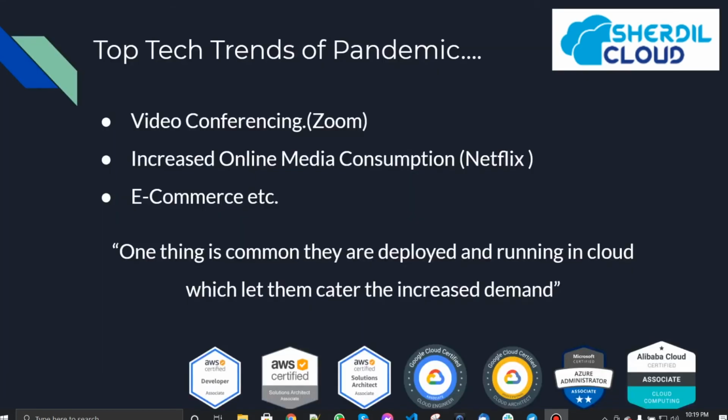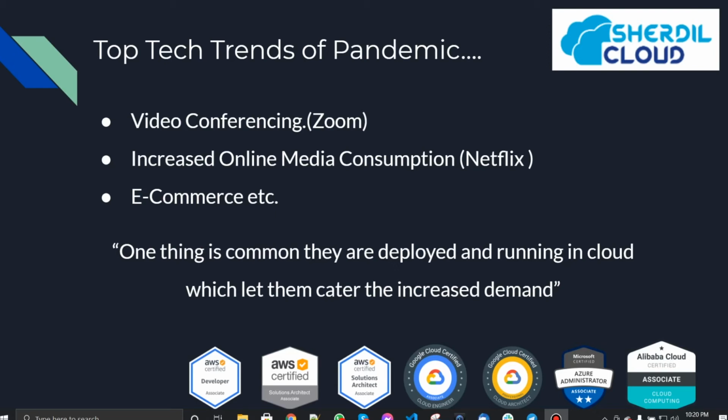Okay, so the top trend of the pandemic while using the cloud, from the COVID-19 situation, is video conferencing. Zoom has totally moved to the AWS cloud. Increased online media consumption: Netflix is using Google Cloud. E-commerce: now you can see everyone is trying to sell something using their website. So the websites are actually hosted on multi-cloud, like Alibaba Cloud and the AWS Cloud.